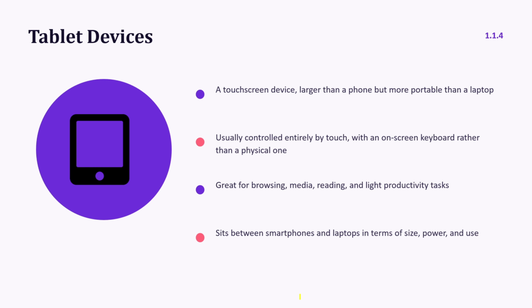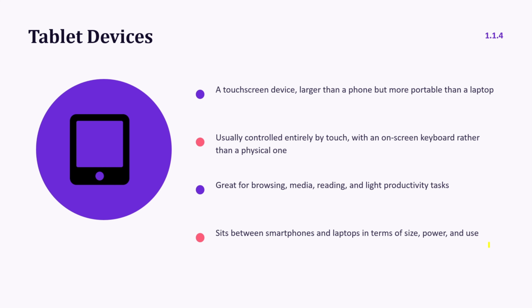Next up, tablet devices. A tablet is a touchscreen device that is larger than a phone but more portable than a laptop. It is usually controlled entirely by touch, with an on-screen keyboard instead of a physical one. Tablets are great for browsing media, reading, and light productivity. In terms of size, power, and use, they really sit right in between smartphones and laptops.